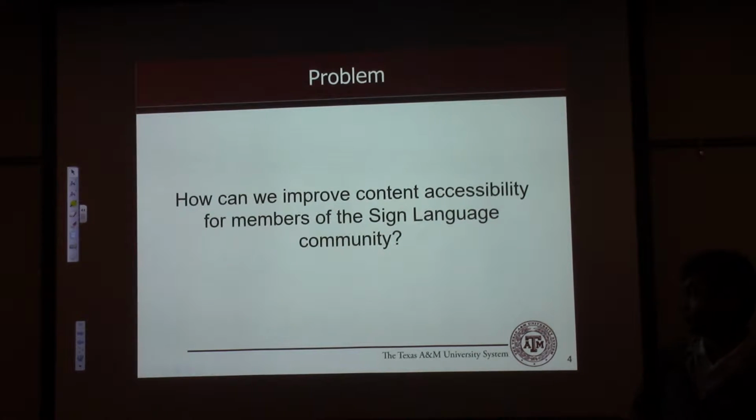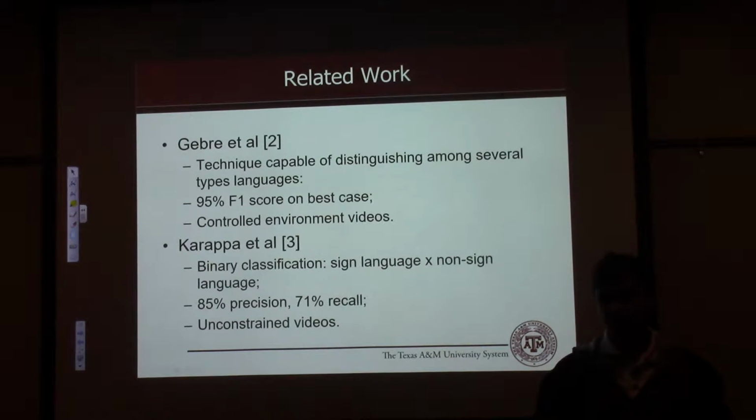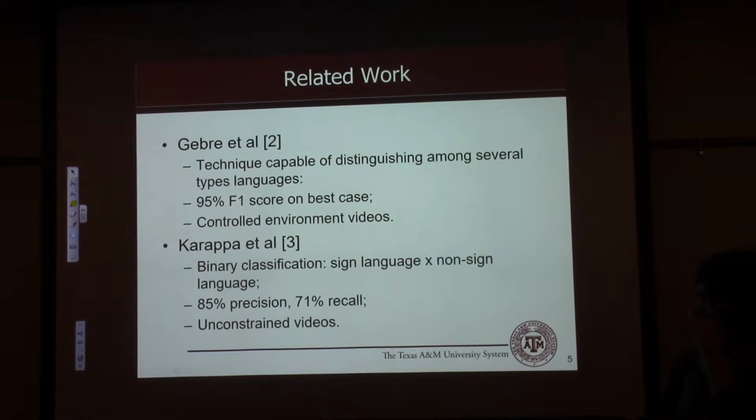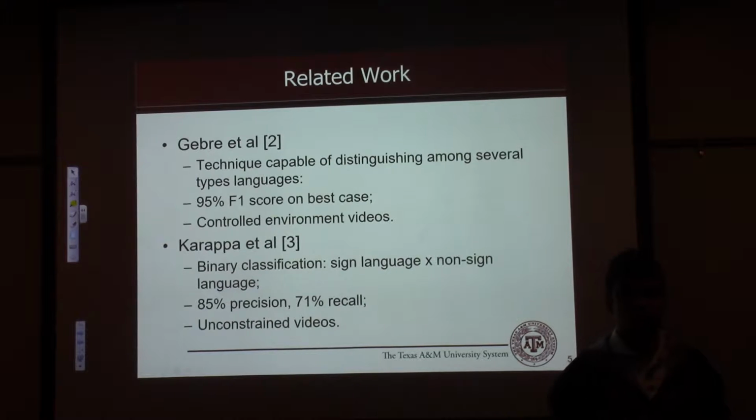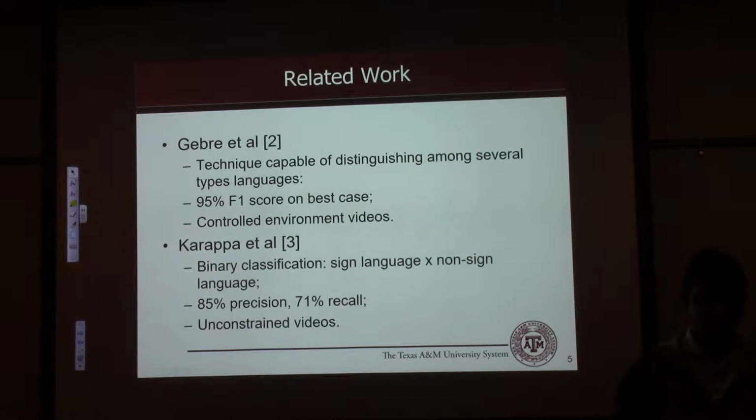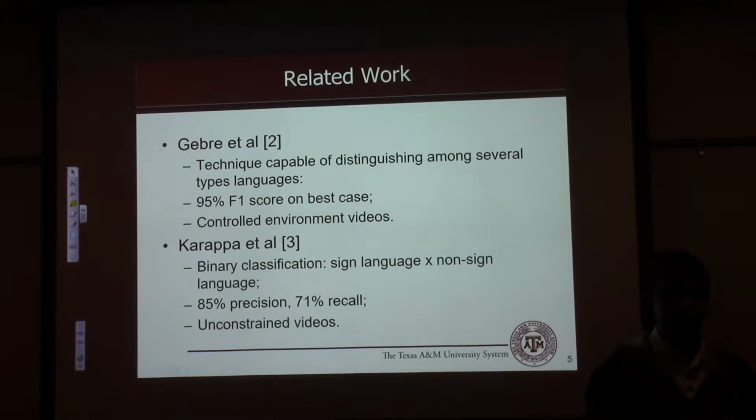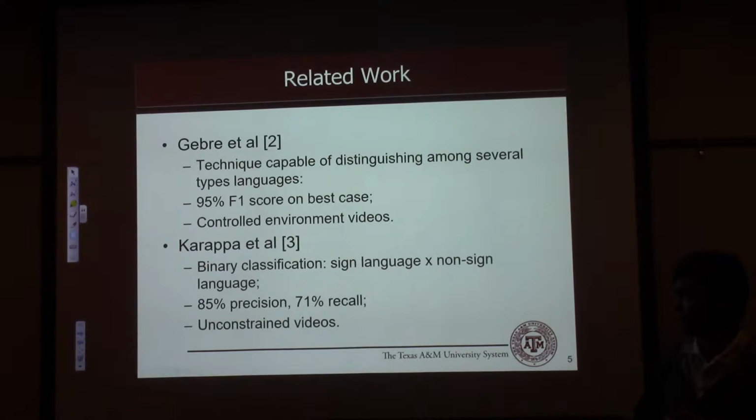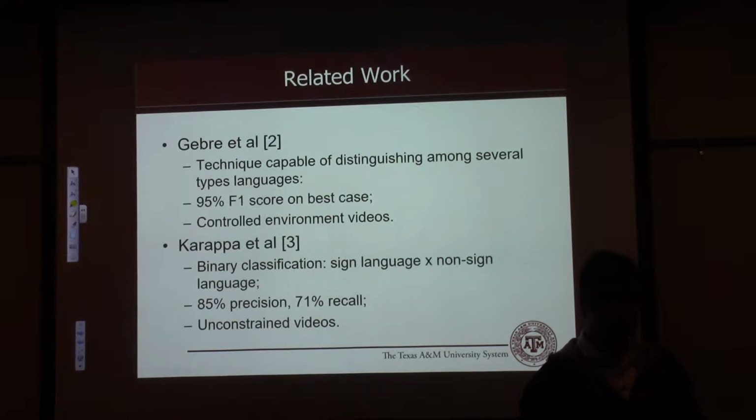How can we improve the content for the members of the sign language community? Some of the related work has looked into this. The first method is capable of distinguishing between different languages, but the problem is that they work on controlled environment videos. In a real world scenario, you can have videos where the lighting conditions are different and the backgrounds may be different, and that will interfere with your accuracy. The second method uses unconstrained videos, which is similar to what real world videos would look like.